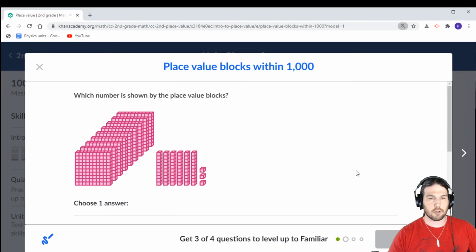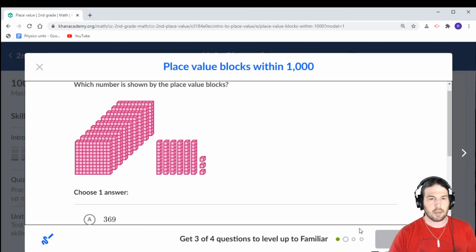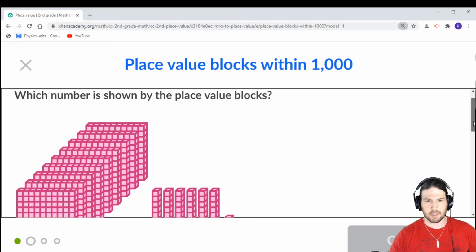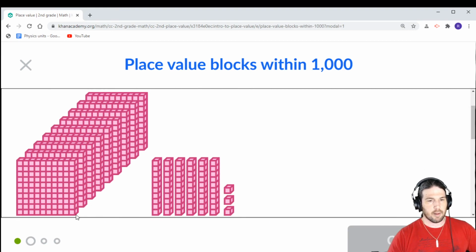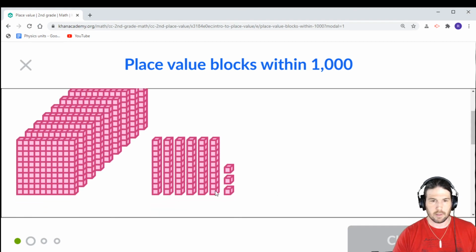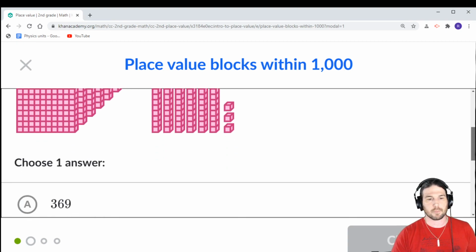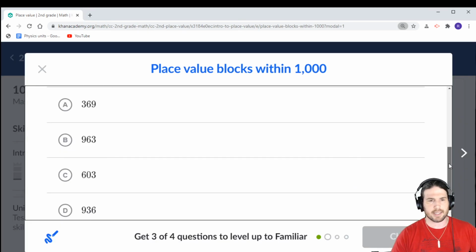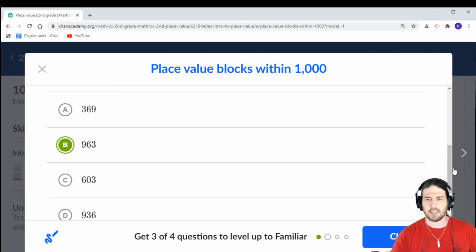What number is shown by the place value blocks? Well, this is going to be kind of hard for you to see. I'll try to zoom in a little bit. I'm counting 1, 2, 3, 4, 5, 6, 7, 8, 9. So I see 900. I see 1, 2, 3, 4, 5, 6 tens. So that's 963. But let's go ahead and analyze these answers. 963 is the correct answer.